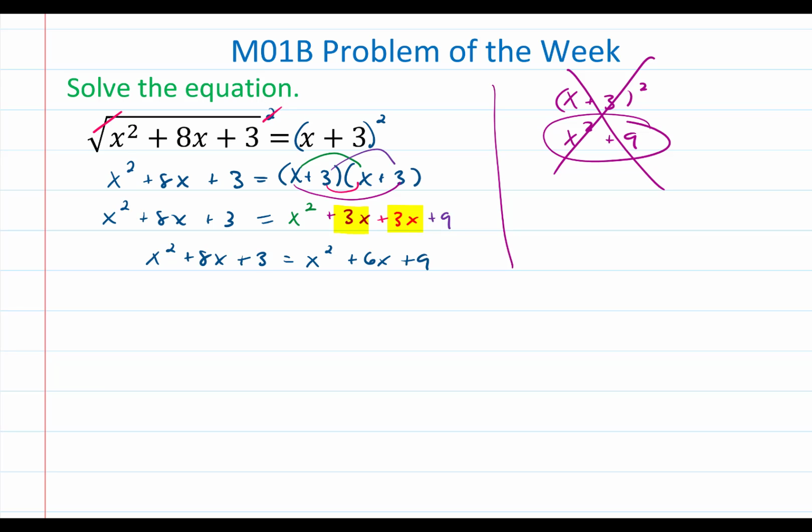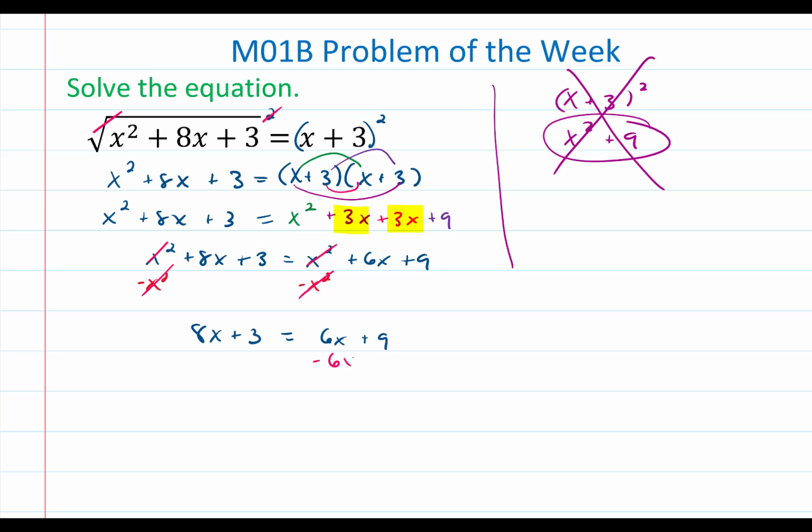What you'll notice is that when we start trying to move like terms to the same side of the equal sign, and we'll start with subtracting x squared, the x squared terms cancel out. And what this does is leave you with a linear equation. So we have 8x plus 3 is equal to 6x plus 9. Now our strategy is going to remain the same, and we're going to try to move the linear terms to the same side of the equal sign.